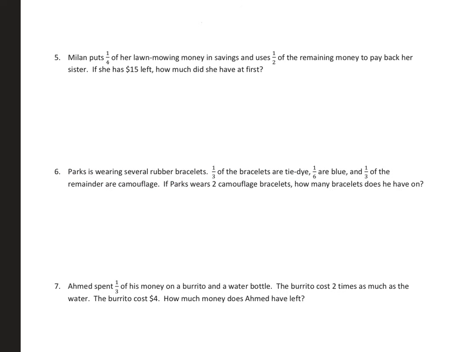All right, so let's look at number 5. We have Milan puts 1/4 of her lawn mowing money in savings and uses 1/2 of the remaining money to pay back her sister. It says if she has $15 left, how much does she have at first? Here we go. Whenever we see the words at first, that means we're going to work a little bit backwards, because we're going to have a number at the top, which we're going to put a question mark on because we don't know how much money she started off with.